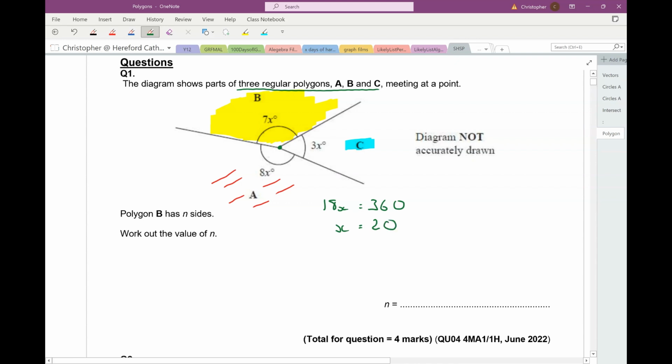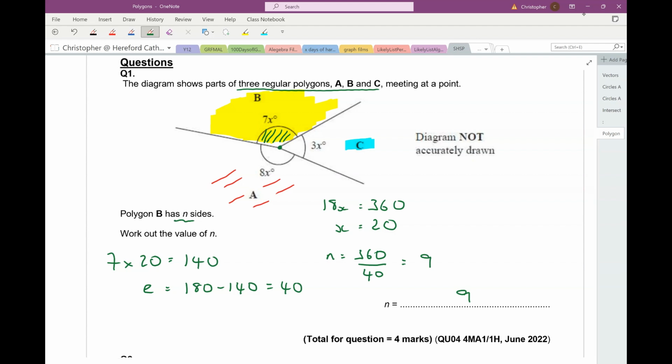So now I can work out that the interior angle of B is 7 times 20, 140. Now I know the interior angle is 140, so I know the exterior angle is 180 minus 140, 40. And of course the number of sides is 360 divided by the exterior angle. So polygon B has 9 sides. It's a nonagon. And that's question 1 finished.